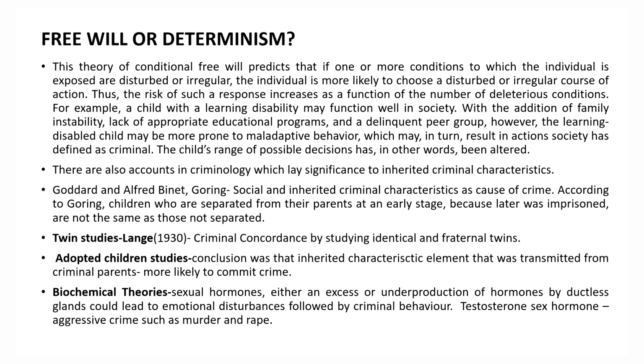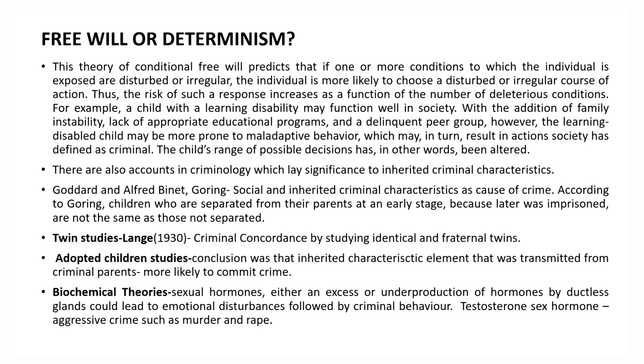There is another thing, that is free will or determinism. That means, whether people commit crime because of their own volition or for factors which may not be related to their free will. That is again a debate which surfaces often when it comes to the biological school. For example, a child with a learning disability may function well in society, but what happens is that with the addition of family instability and lack of appropriate educational programs, that child may become more of a delinquent one, and he may be more prone to maladjustive personality behavior, and his actions may in future result in deviant behavior also.